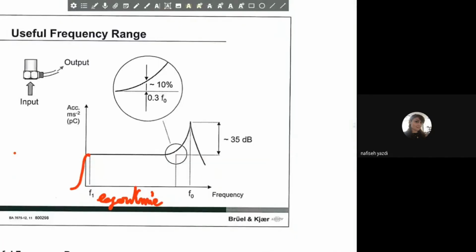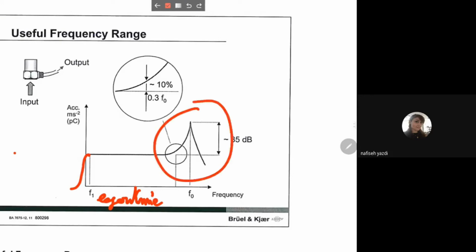As you can see here, we have the increase of the response of your accelerometer because we are approaching the natural frequency of the mechanical system, and therefore we have to avoid that part. As a general rule of thumb, we can use accelerometers up to 1/3 of this natural frequency, 0.3 f0, according to the notation. When you are operating at a frequency equal to 0.3 f0, then you have a distortion of about 10% with respect to the unitary value.